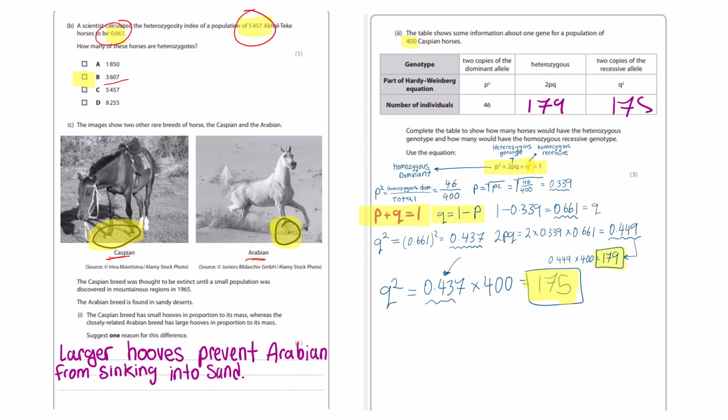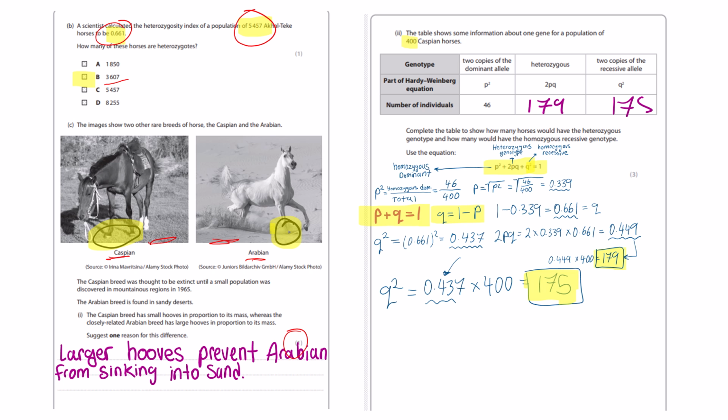The Caspian breed has small hooves in proportion to its mass, whereas the closely related Arabian breed has a large hoof in proportion to its mass. So just one reason for this difference. You can simply look at the images. One is standing on grass, one is standing on sand. So larger hooves prevent the Arabian horse from sinking into the sand. That's simply one easy mark.